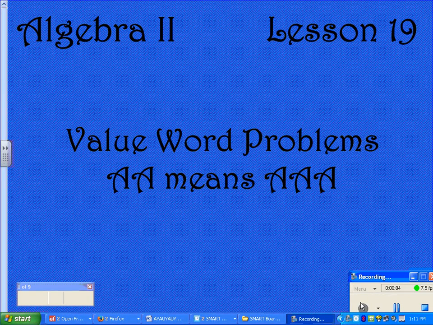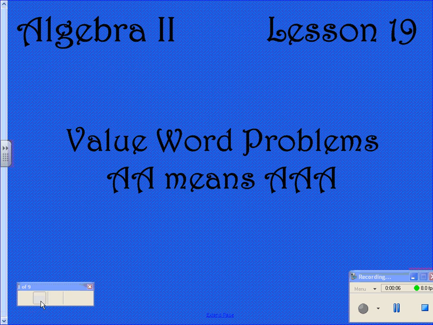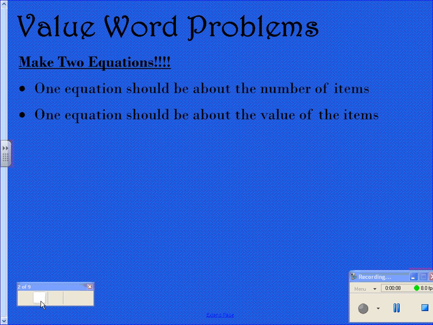We're looking at lesson 19 today. Anytime you have a value word problem, you want to make two equations. What did I just say? Anytime you have a value word problem, you have two equations.